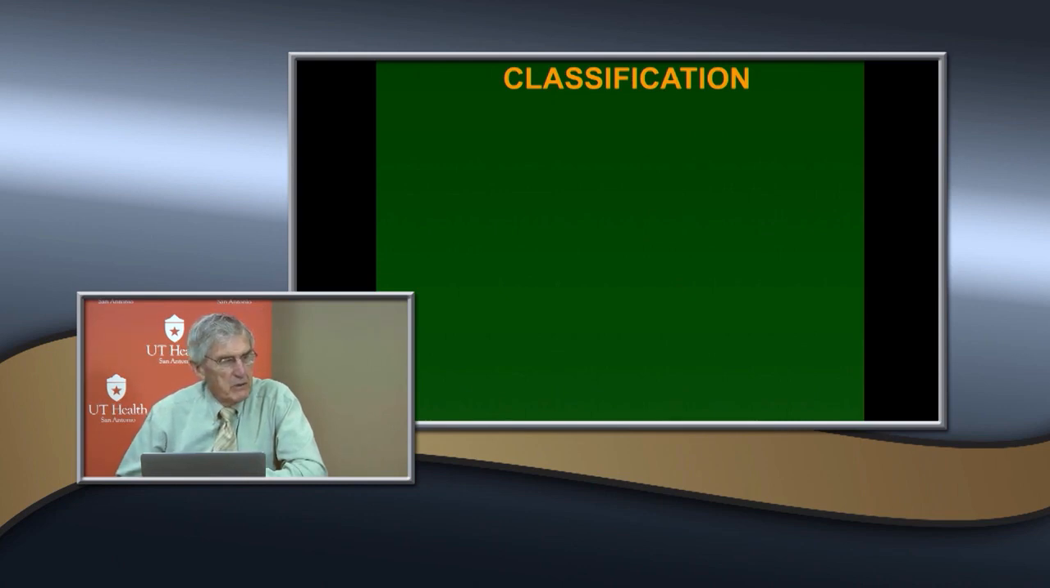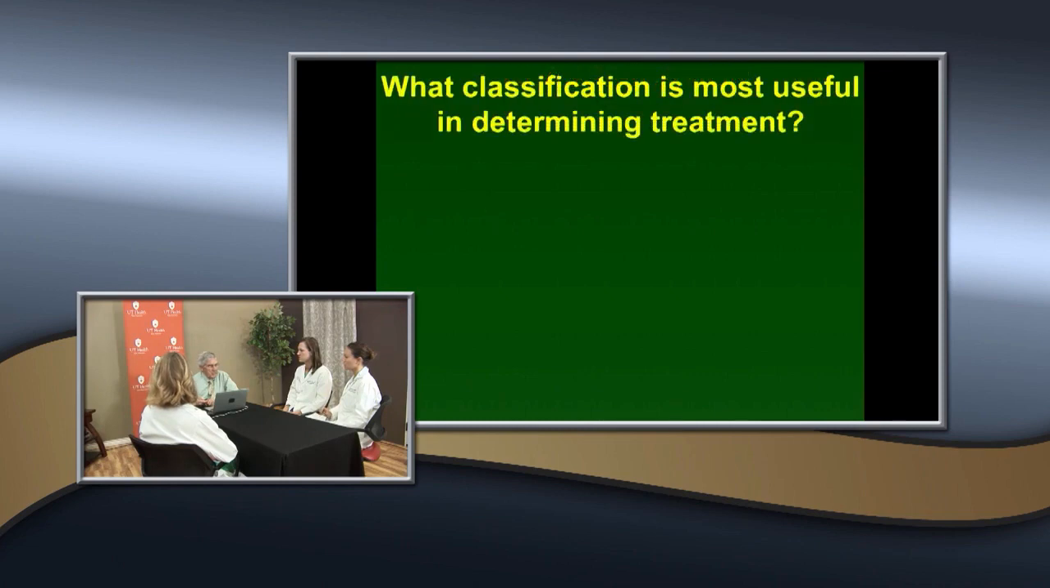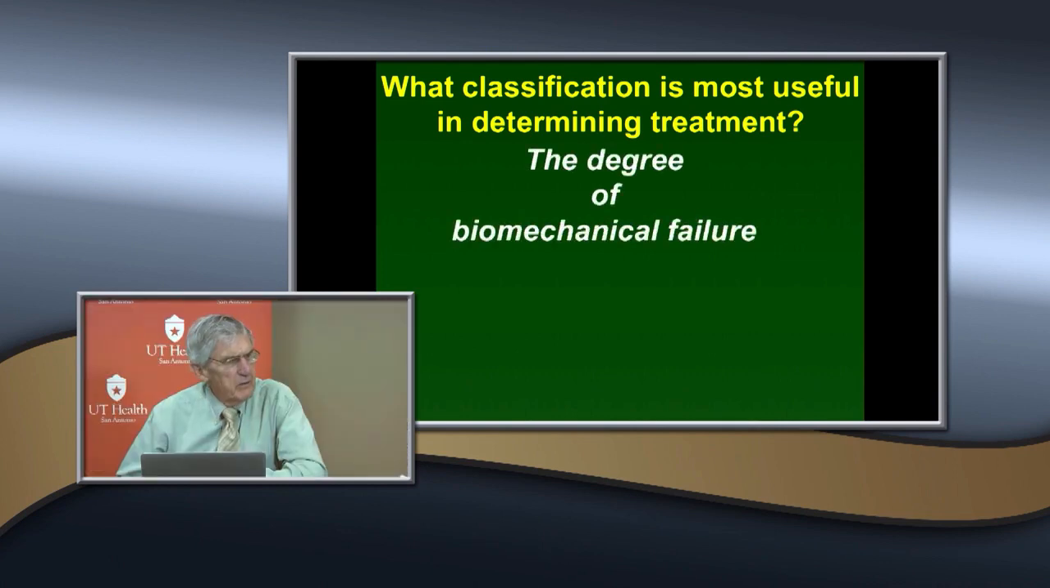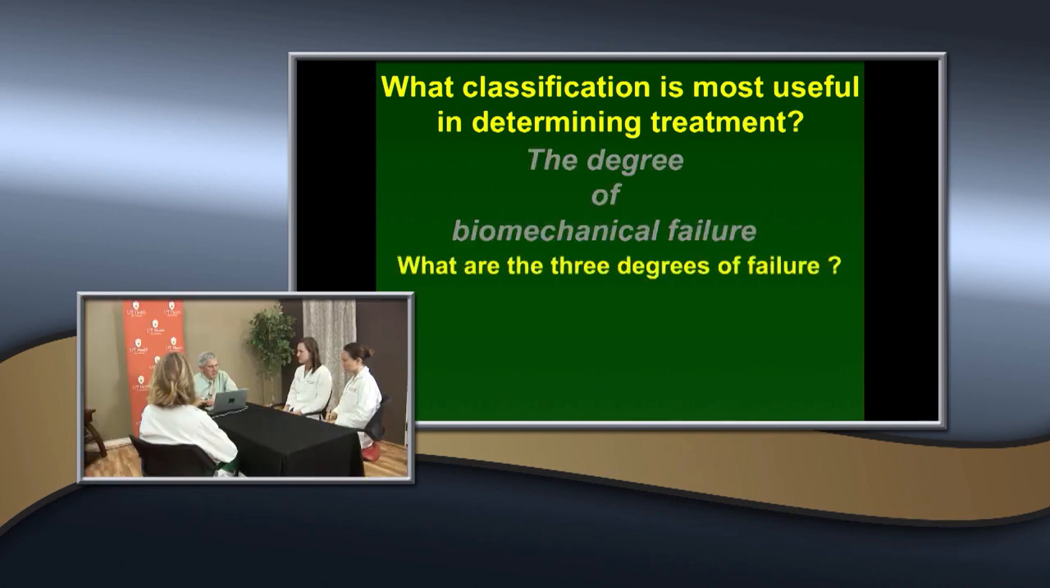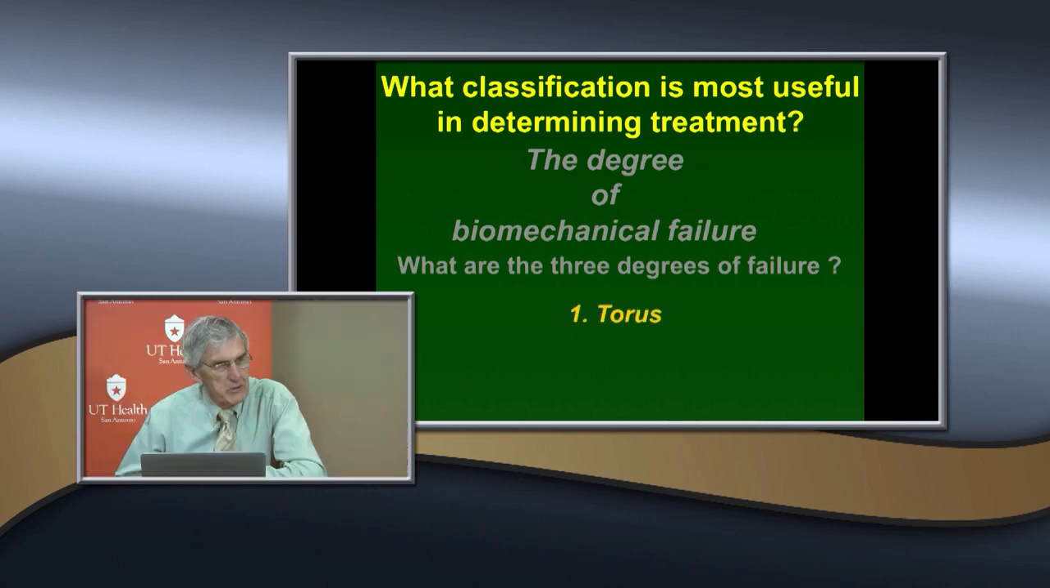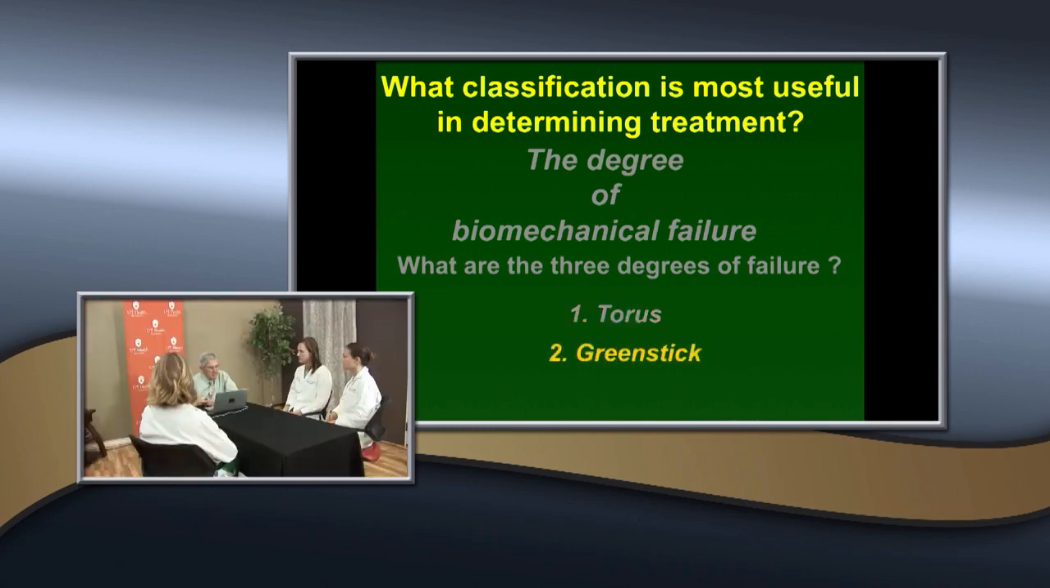Now, how do you classify distal metaphyseal fractures? What's the most useful in determining the treatment? The direction of displacement? Well, it's pretty much the degree of the biomechanical failure. So what are the three stages of biomechanical failure? Three degrees. Torus, what's the next one? We talked about this in the first section. It would be tension. Yeah, greenstick. So there's a greenstick, and finally, if you've got enough force, you'll have complete.